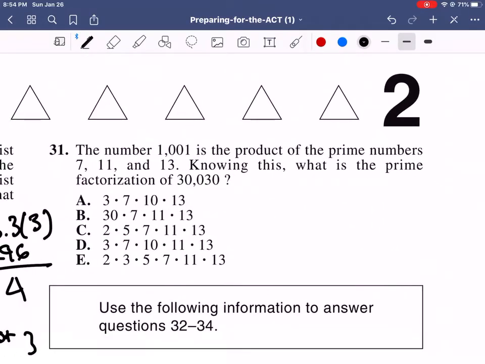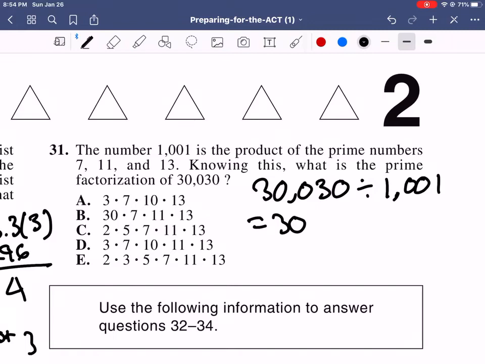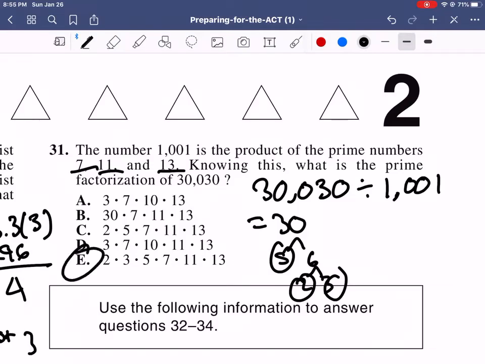So prime factorization, you're trying to find the prime factorization of 30,030, but you already know 1001, so you know that 30,030 divided by 1001 is 30, and you know that you have to have 7, 11, and 13. But what are the prime factors of 30? You got 6 and 5 and 2 and 3. So you're looking for 7, 11, 13, 2, 5, and 3. 2, 5, 3, 7, 11, 13. Yes, there it is. E.